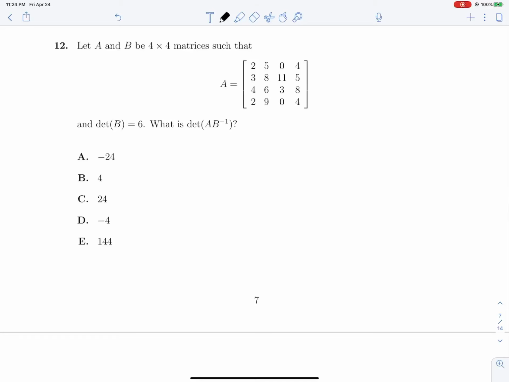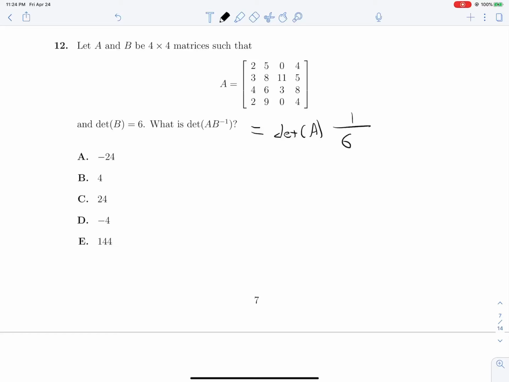Okay, 12. We have A and B being 4x4 matrices such that the determinant of A is something, and the determinant of B is 6. What is the determinant of A, B inverse? Well, the determinant of A, B inverse can be rewritten as the determinant of A times the determinant of B inverse, and the determinant of the inverse of a matrix is just 1 over the determinant of the non-inverse of that matrix. We know that the determinant of B is 6, and so all we have to do is find the determinant of A, which is not going to be fun.